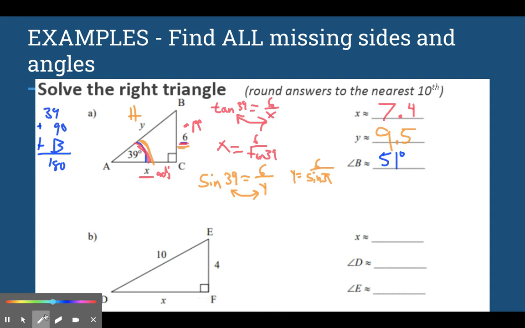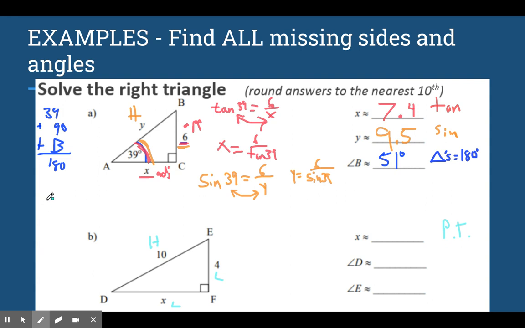I guess to go back, I should write down what we used. So to find x, we used tangent. To find y in orange, we used sine. To find angle B in blue, we used that the angles of a triangle add up to 180. Now, if we use this turquoise color to solve for x, we're going to use the Pythagorean theorem. Let's just shorten that to PT, right? 10 is your hypotenuse, 4 is your leg, x is your leg, which means if we use the Pythagorean theorem, I'm going to go over here.